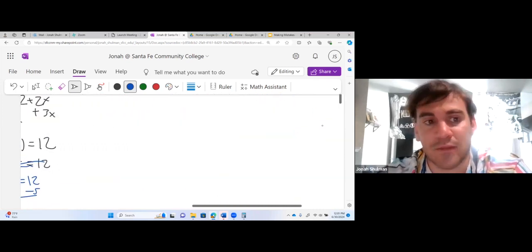But the more you do the math, you'll see where the problems are. You'll see where your students struggle, right? You're not really sure where the problems are until they start doing it.